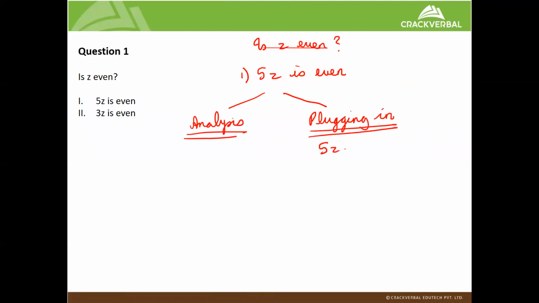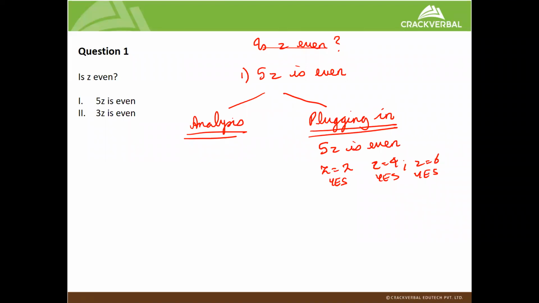Now, the first statement says 5Z is even. So most of you all quickly would have plugged in Z equal to 2, because if Z is equal to 2, 5Z is going to be 10. 10 is definitely even. And if I take 2 and answer the main question, Z is definitely even here. So you get a definite yes. Now, for those who again plugged in Z equal to 4, Z equal to 6, Z equal to 8, again, you're going to get a continuous string of yeses.